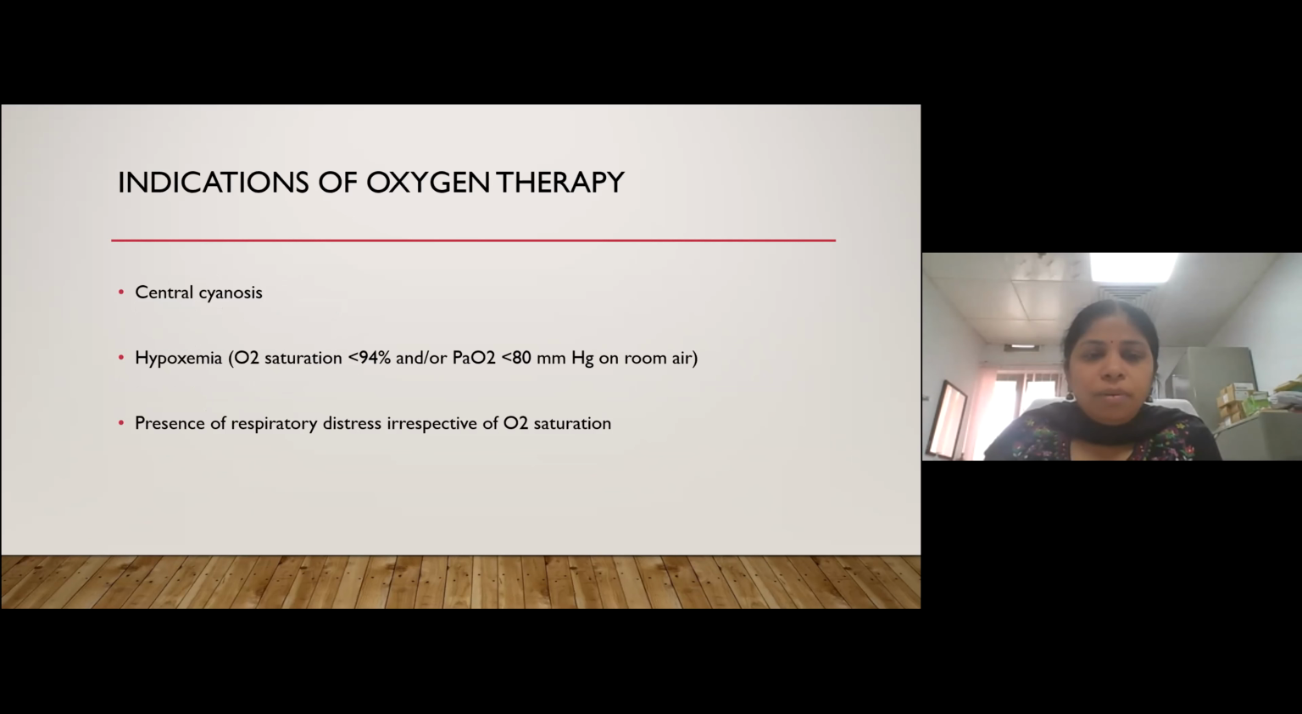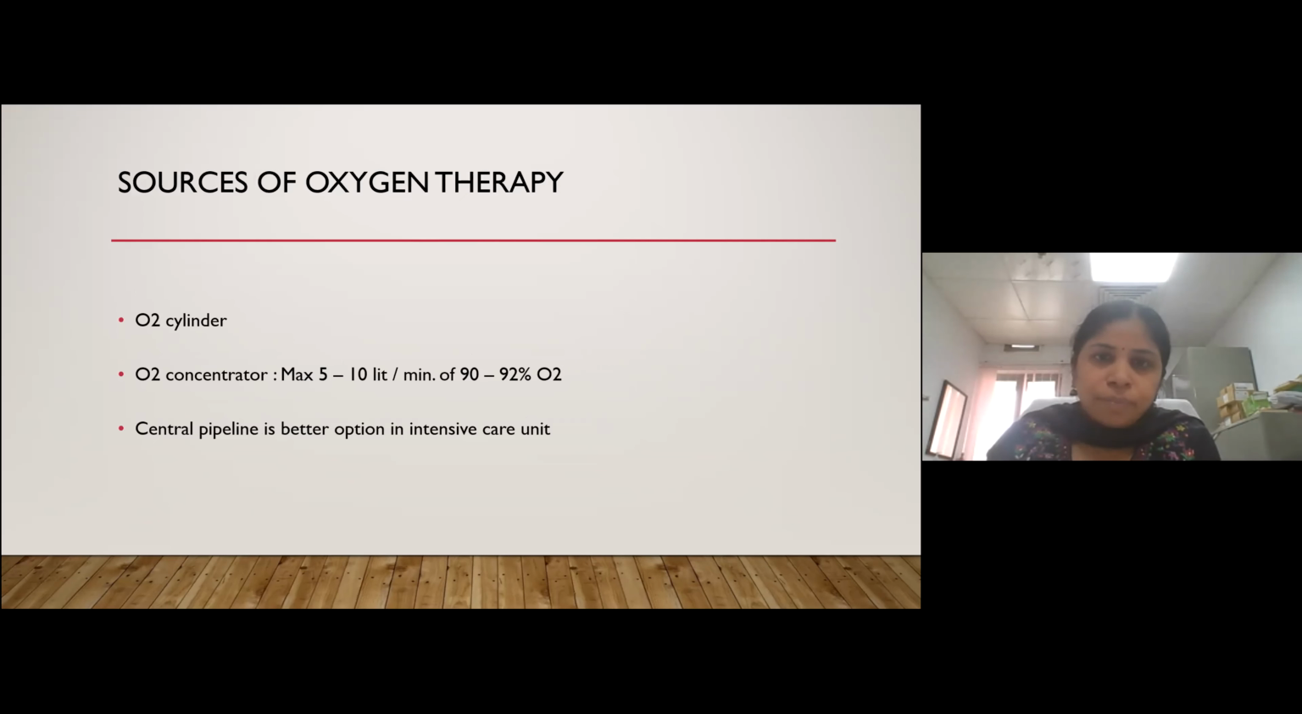Over and above, if you have a child who is having respiratory distress, irrespective of oxygen saturation, you first start oxygen. Sources of oxygen therapy include, in an emergency setup, a cylinder, then an oxygen concentrator, which mostly has variable flows, and depending on that, variable oxygen concentration. Then in hospitals, we have the advantage of a central pipeline, through which we connect all of our system to provide the delivery through an interface.